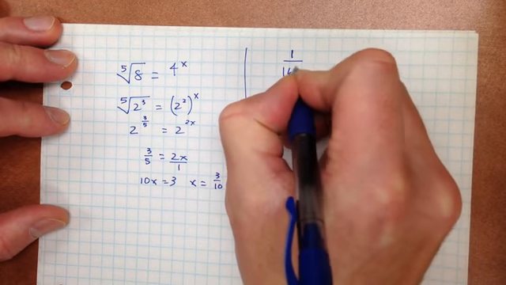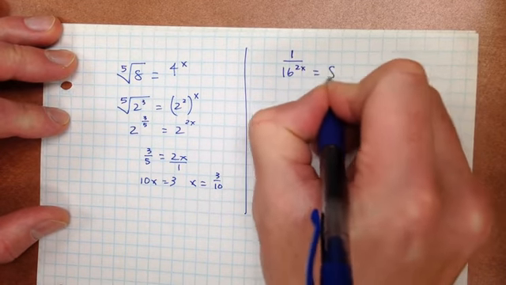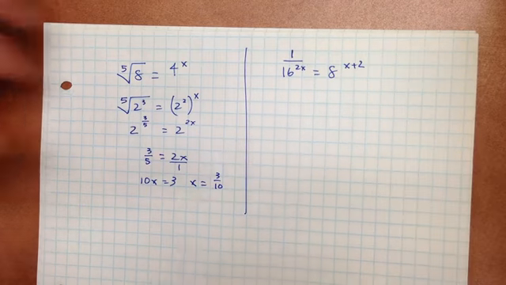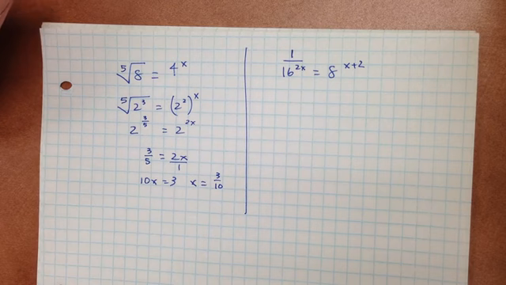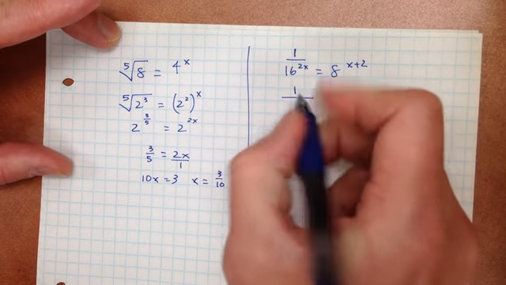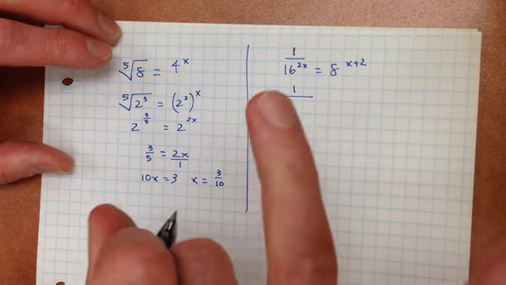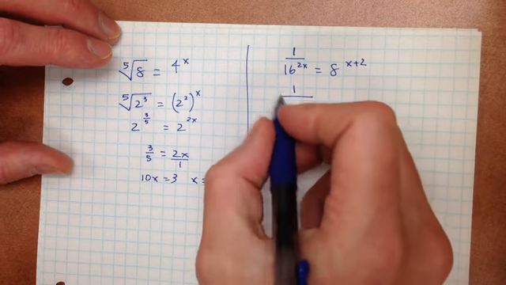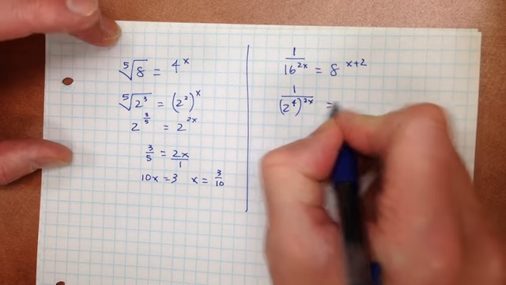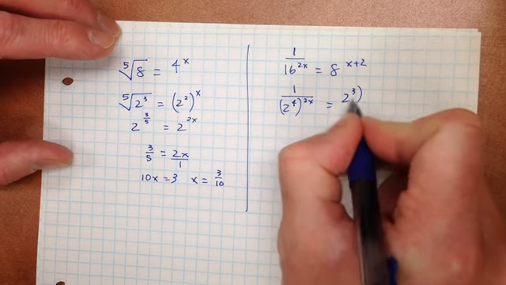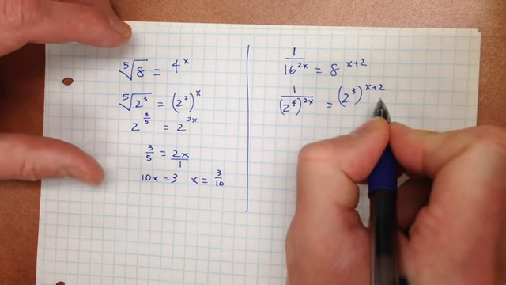1 over 16 to the 2x equals 8 to the x plus 2. Bases here of 8 and 16, so I'm thinking a base of 2. So 1 over 16, well, that would be 2 times 2 is 4, times 2 is 8, times 2 is 16. 2 to the 4th. Bring down your exponent of 2x equals 8, which is 2 cubed to the x plus 2.